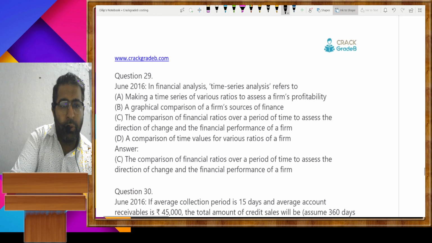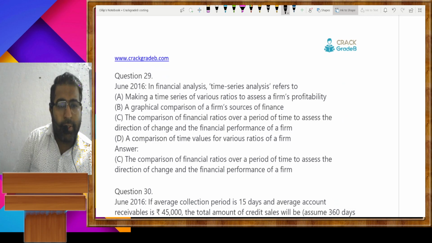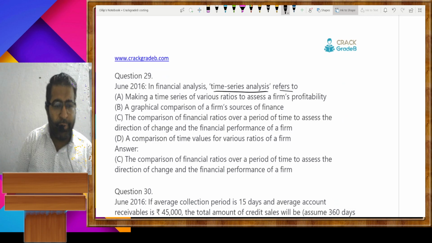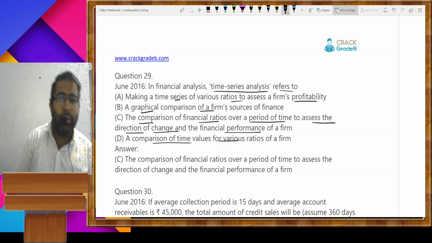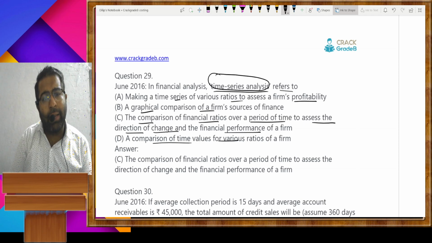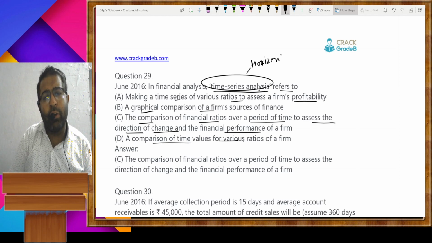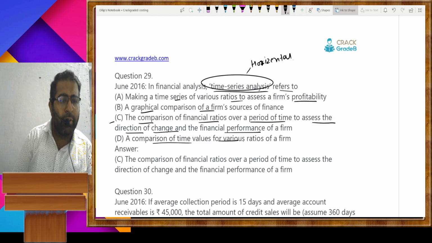Next, in a financial analysis, time series analysis refers to making a time series of various ratios to assess the firm's profitability, a graphical comparison, the comparison of financial ratios over a period of time to assess the direction of change in financial performance. If we talk about time series, then it is known as horizontal analysis. It is a part of horizontal analysis. So answer C is correct.